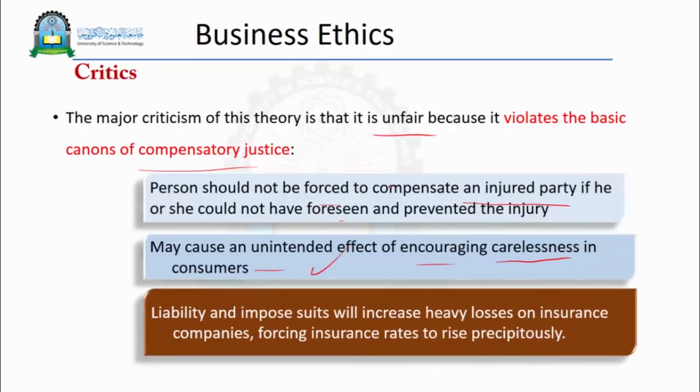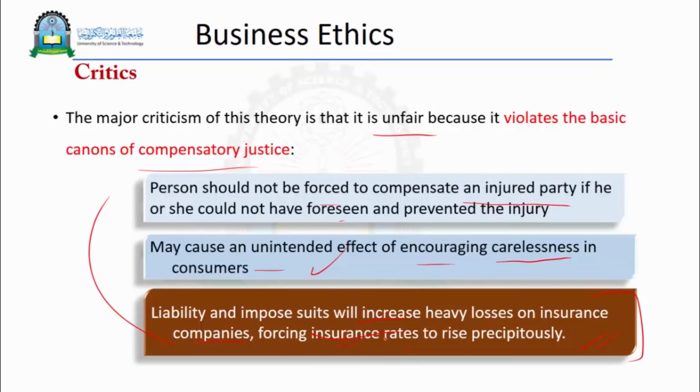And the liability and imposed suits will increase the heavy losses on insurance companies that deal with these companies, forcing insurance rates to rise precipitously and in a way that companies cannot actually deal with. And this can be found in countries where we have surrounding circumstances that cause such kind of insurance rate to go very high in a very dramatic way.